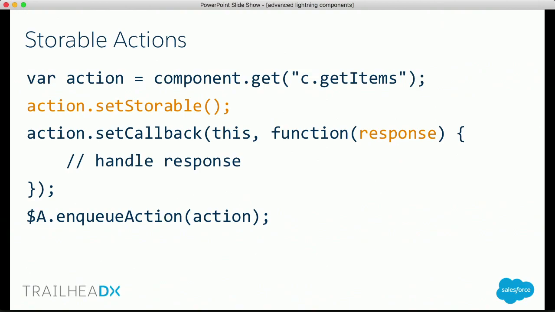What is a non-mutable function? It's a function that is not going to update data in the database, right? Because if you cache update methods, that's going to be weird. Okay, so essentially, it's read-only methods that you cache with set storable.